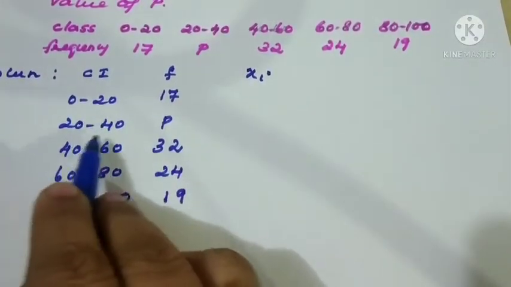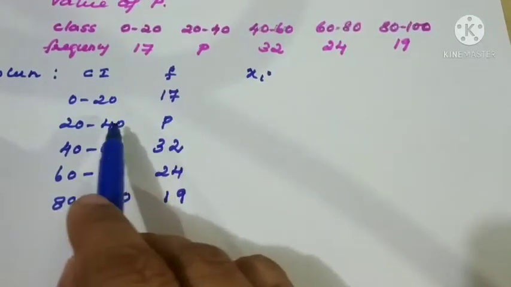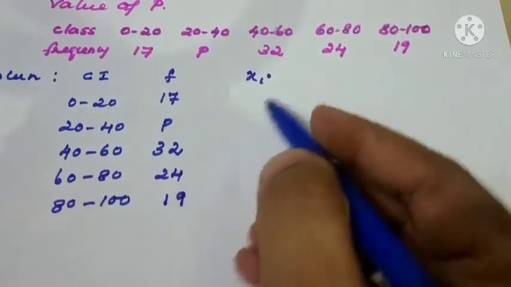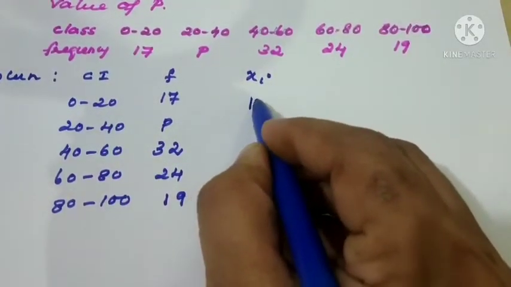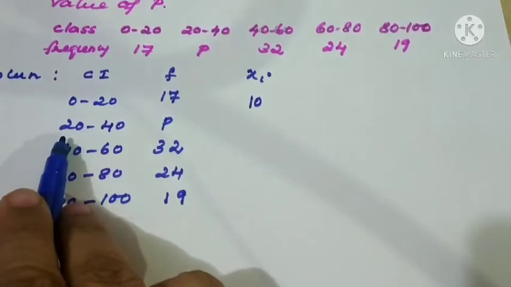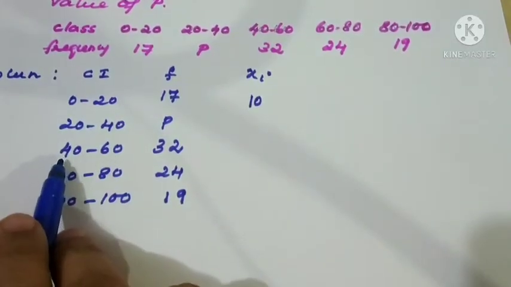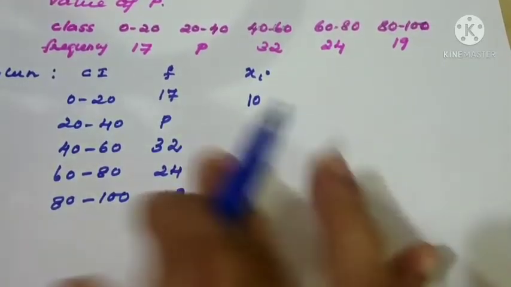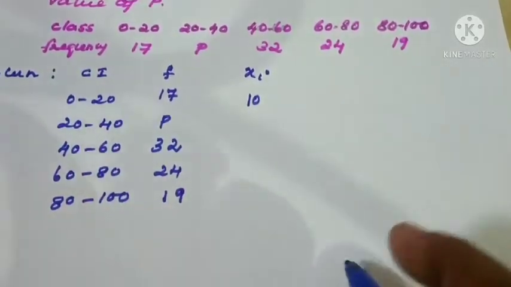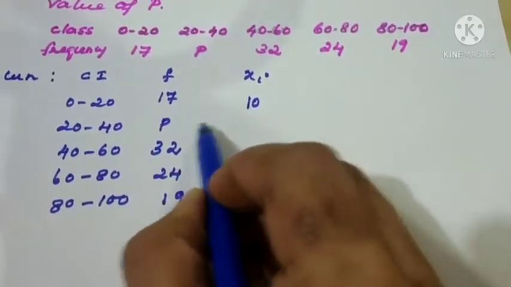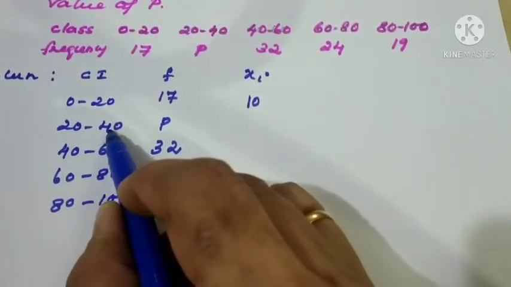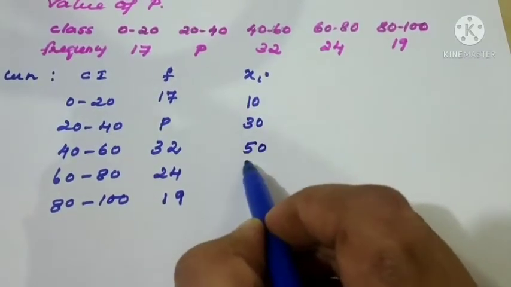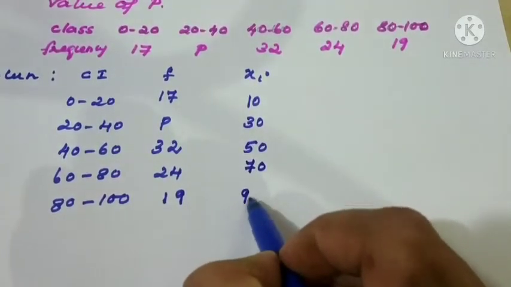So 0 to 20, 20 to 40, it is exclusive method only, and just add the upper limit and the lower limit, divide by 2, so that is equal to 10. Each class width is the same, 20 only: 20 to 40 is 20, 40 to 60 again 20, 60 to 80, 20, 80 to 100 is also 20. So all class widths are the same only. So directly we can write it is 20 plus 40, 60 divided by 2, that is equal to 30. Now we can continue. So 50, 70, then 90.